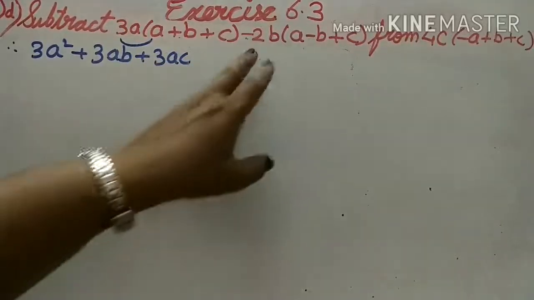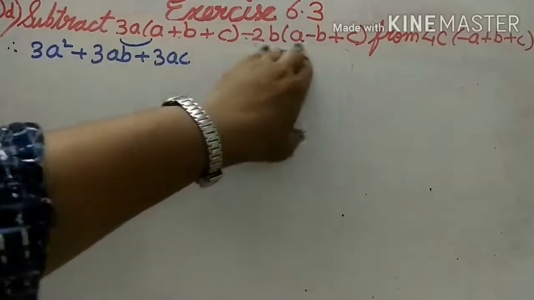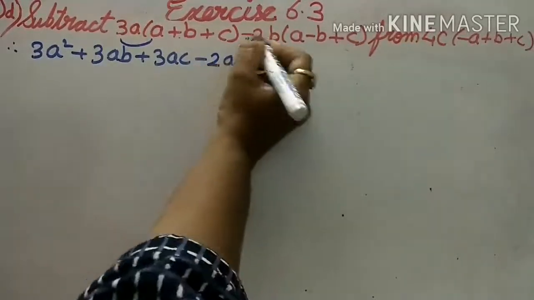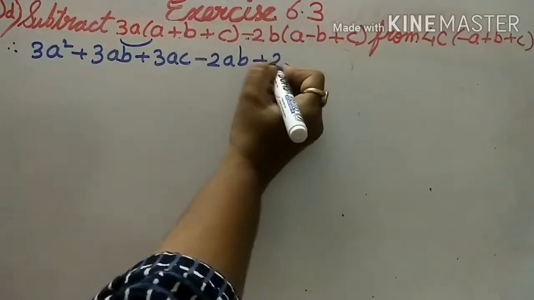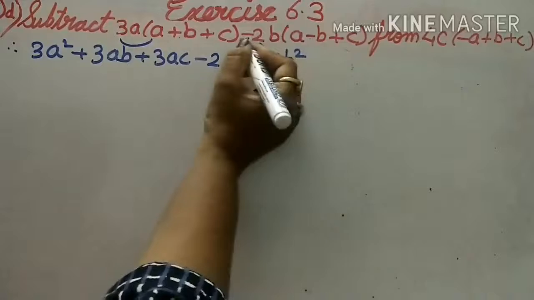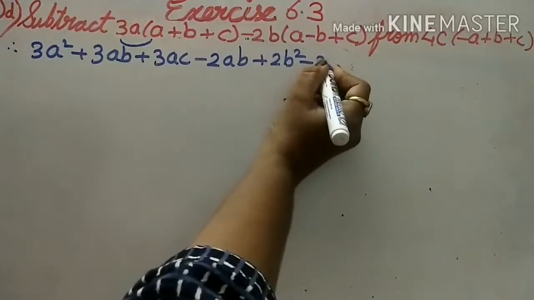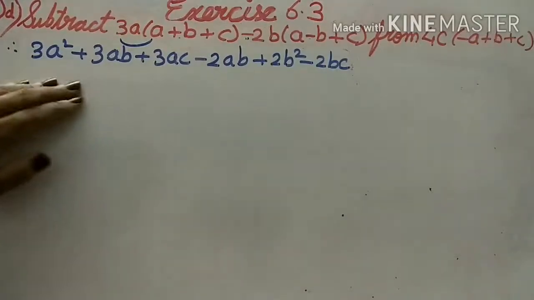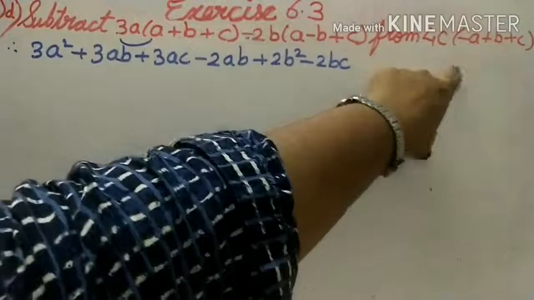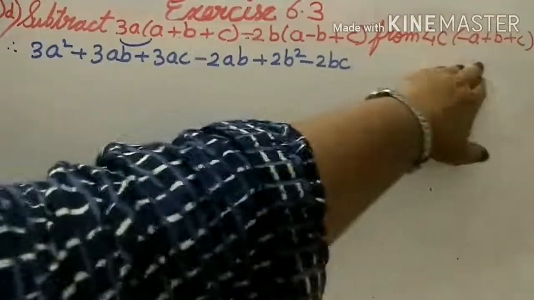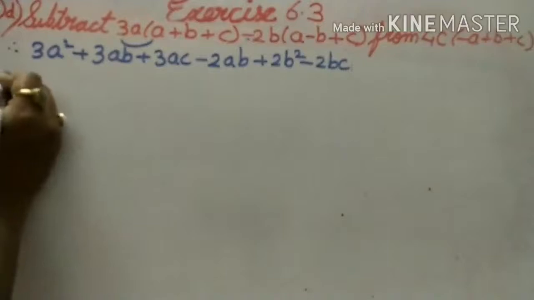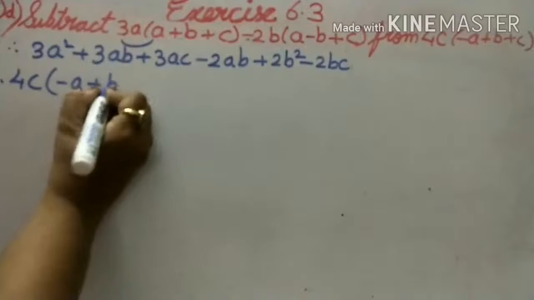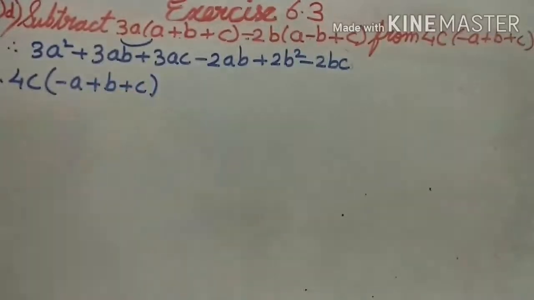Yes. Similarly, this minus 2b, we have to multiply to this bracket. Means minus 2ab. Now minus into minus becomes plus 2b into b, b square. Now minus into plus is minus 2bc. Now we have to subtract this expression from 4c minus a plus b plus c. So first we'll write this expression. Therefore 4c into bracket minus a plus b plus c, bracket completed.